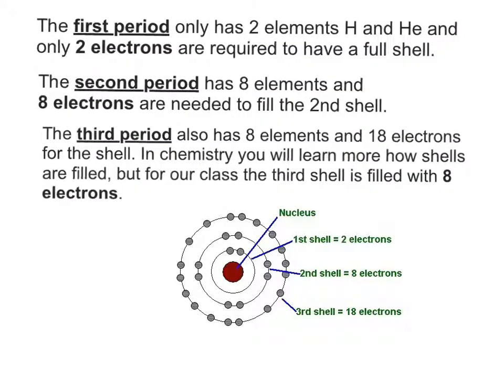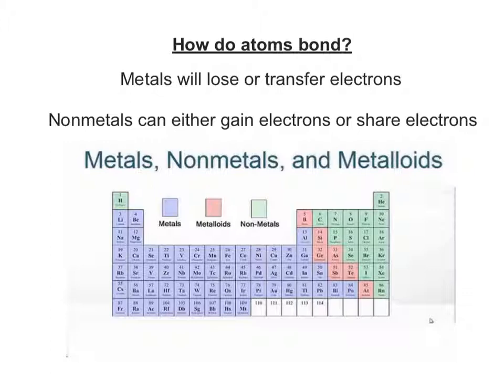The first period only has 2 elements, hydrogen and helium, and only 2 electrons are required to have a full shell. The second period has 8 elements, and 8 electrons are needed to fill the second shell. The third period also has 8 elements and can hold 18 electrons in the shell. In chemistry, you will learn more about how shells are filled, but for our class, the third shell is filled with just 8 electrons. So here you are again: 2 for the first shell, 8 for the second shell, and the third shell can have 18 electrons, but for our purposes, 8 is full.